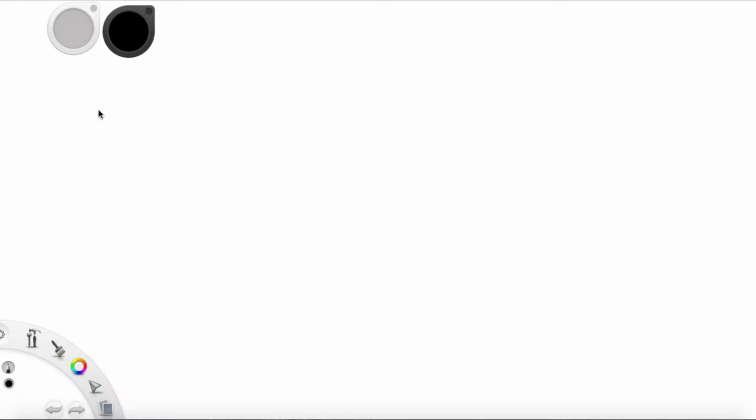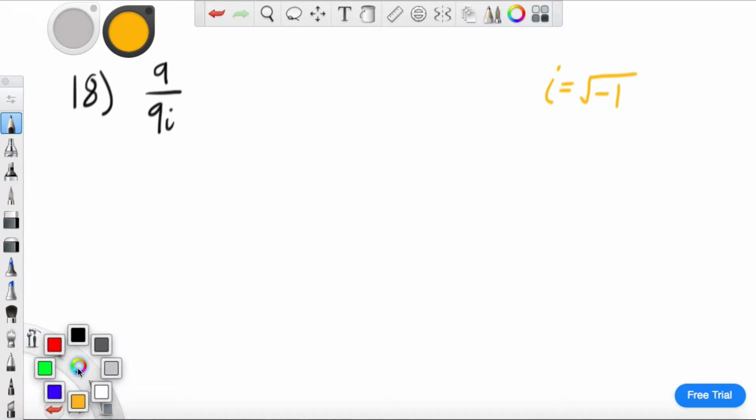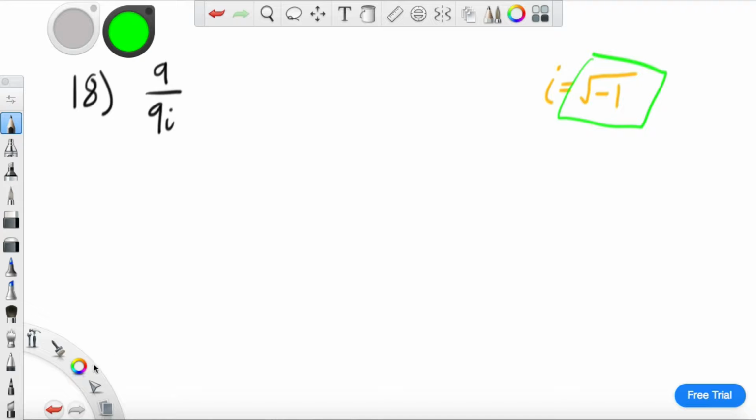All right, so now we're also going to look at numbers 18 and 20, which are both instances where we'll be rationalizing the denominator when the denominator is a complex number. So really the skills are almost identical to rationalizing when you have a square root, mainly because, as we all know, i is equal to the square root of -1. So it's actually exactly the same. You have a square root. So it's the same skill.